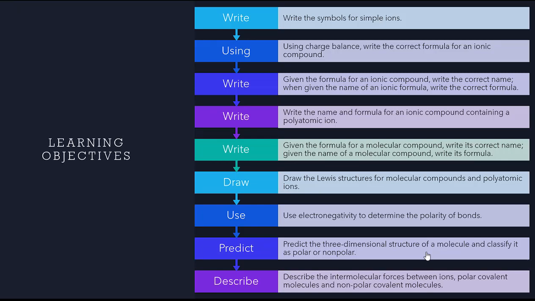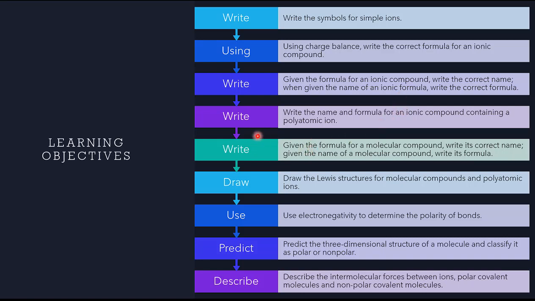As you can see, we have a number of different learning objectives in this chapter. This video, however, is going to be focusing primarily on the first 4 learning outcomes, where we are going to learn how to write the symbols for simple ions, how to use the charge balance to write the correct formula for an ionic compound, given the formula for an ionic compound, write the correct name, and when given the name of an ionic formula, write the correct formula, as well as write the name and formula for ionic compounds containing polyatomic ions.